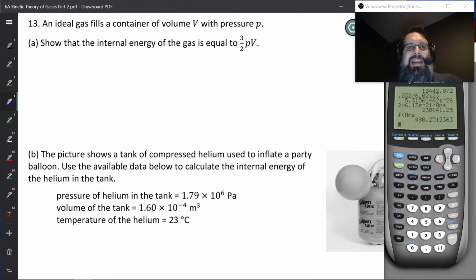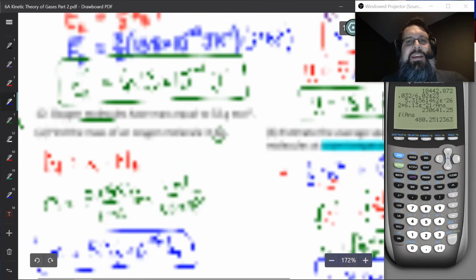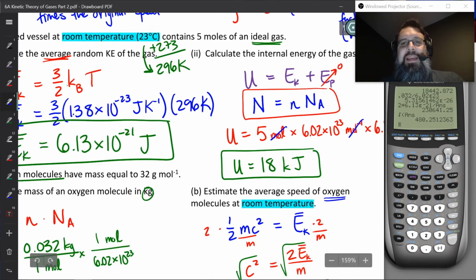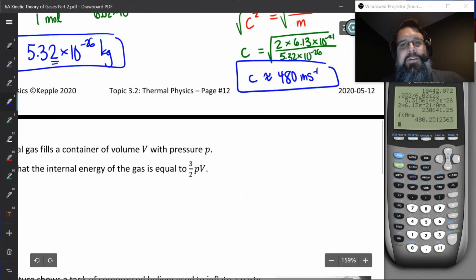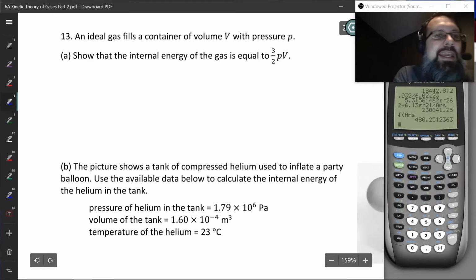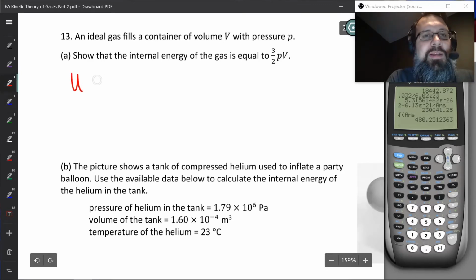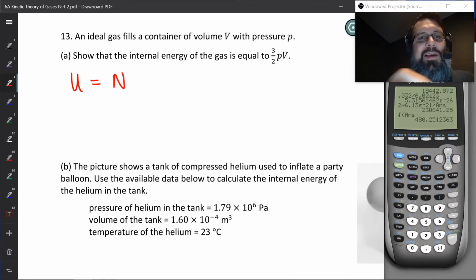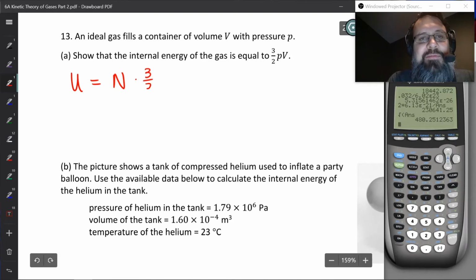Question 13. An ideal gas fills a container of volume V with a pressure P. Show that the internal energy of the gas is equal to 3/2 pressure times the volume. That's kind of interesting because up here we found the internal energy by saying that it was just the number of particles times the average kinetic energy. So we'll write that down again down here. The internal energy, U, is equal to N times the average kinetic energy. Well, the average kinetic energy is just 3/2 times Boltzmann's constant times the temperature.